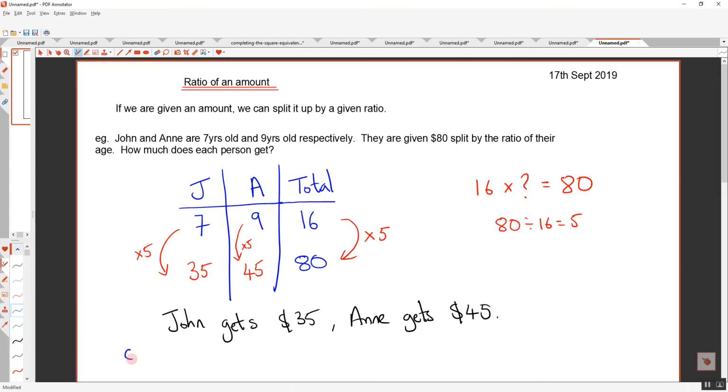And what could we do as a quick check? Add 35 and 45. Yeah, good. We could add them together, and if we don't get 80, then we know we've done something wrong. But 35 and 45 is 80, so that's looking pretty decent. Now, if you do the little table, it will make things a lot easier. I'll let you have a couple of minutes to finish copying, and then we'll all have a look at the following question in the book.